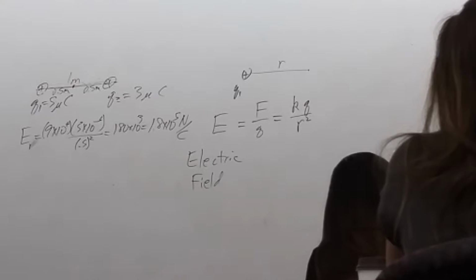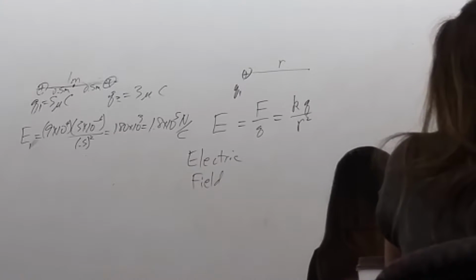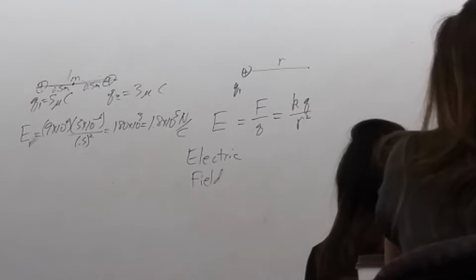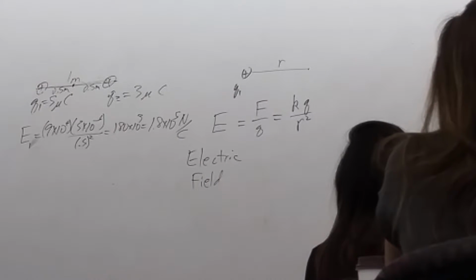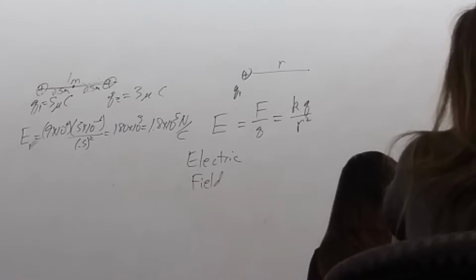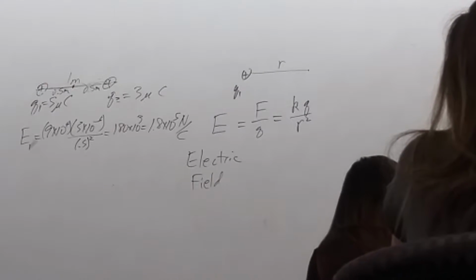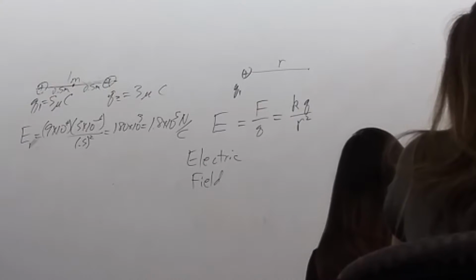There are also other units. You may see a problem where it says the electric field is so many volts per meter. We haven't talked about volts yet, so we won't get into that yet. But it's equivalent to a newton per coulomb and a volt per meter. They're equivalent to each other.